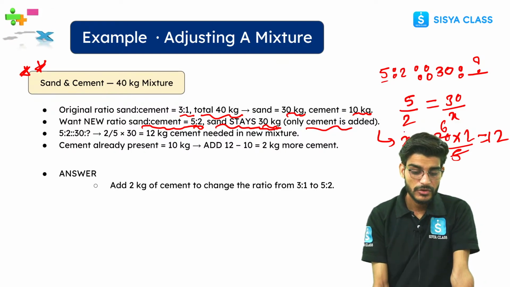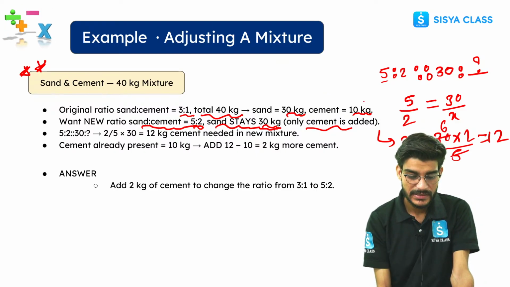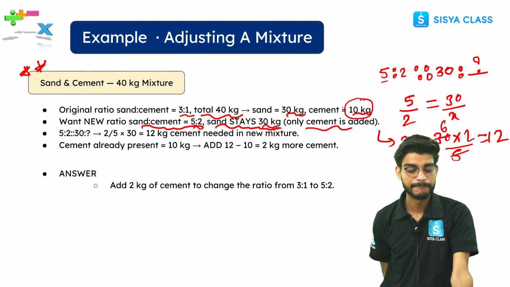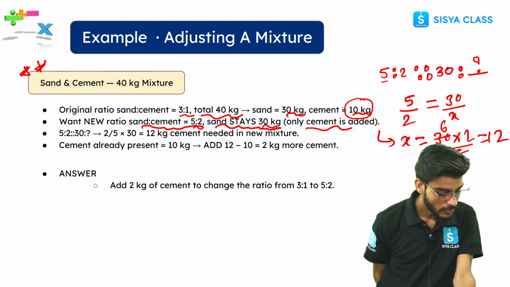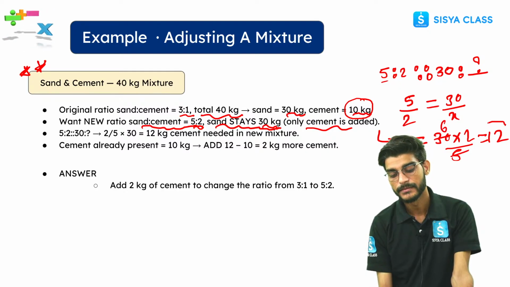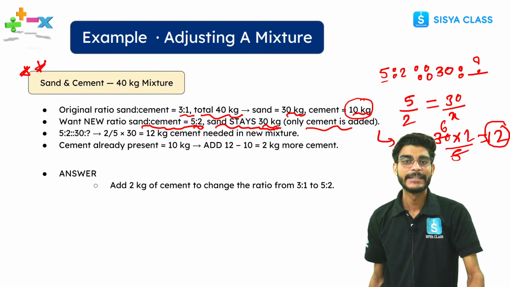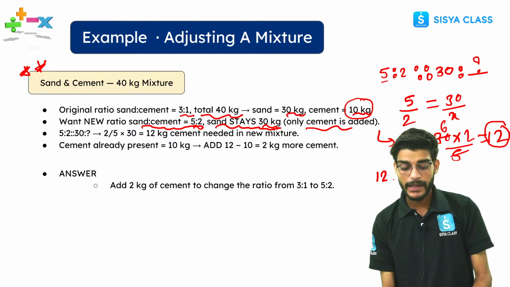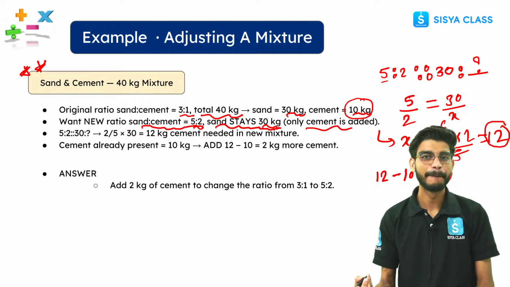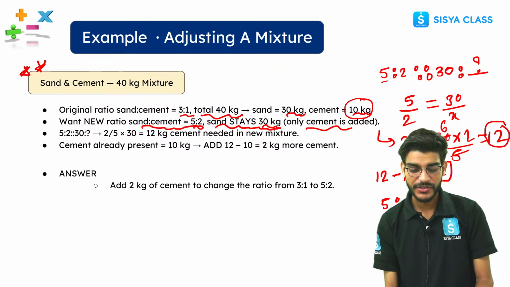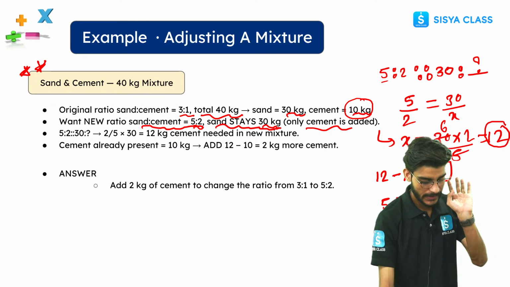Okay. So we already had cement as 10 kg, right? We already had cement as 10 kg. Now it is coming 12 kg. So how much cement do we need to add? If you subtract 10 from 12, basically 2, it means 2 kg we need to add to the previous cement to get the ratio as 5:2. 2 kg we have to add.